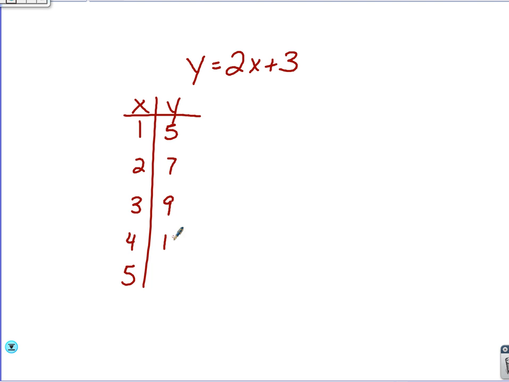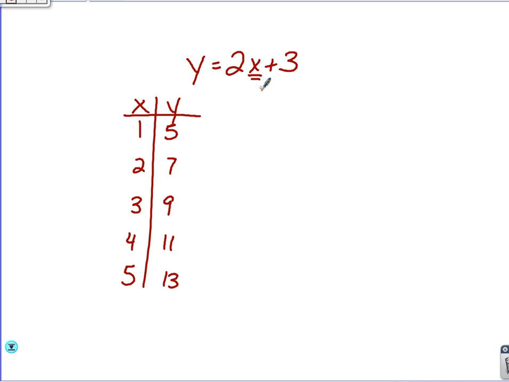5, 7, 9, 11, and 13. Notice there's no input values that yields two different outputs. So therefore, y equals 2x plus 3 is an equation that actually represents a function. And I know this is not all of our numbers, but you can think through, and there's never going to be a situation where you put anything in for x and get multiple y values out of it.